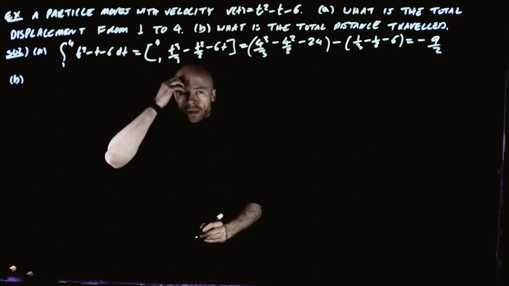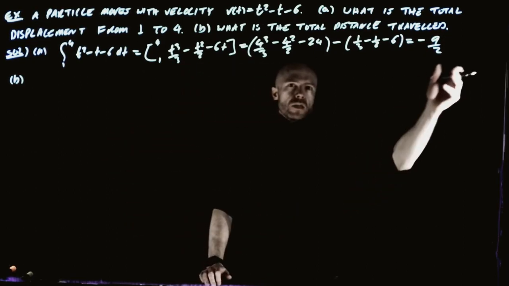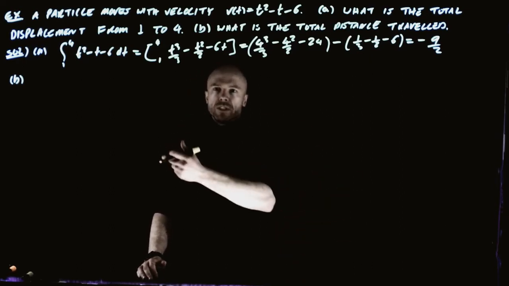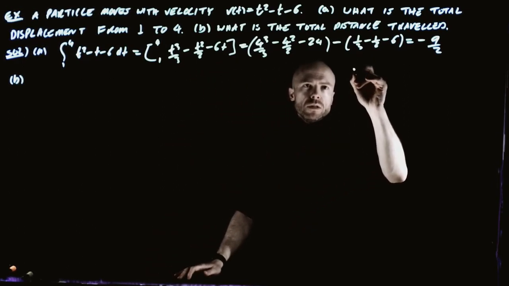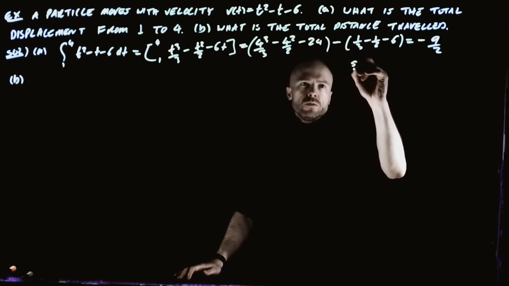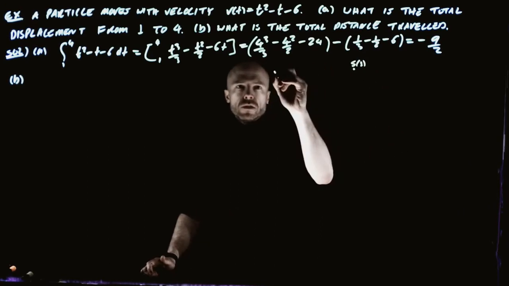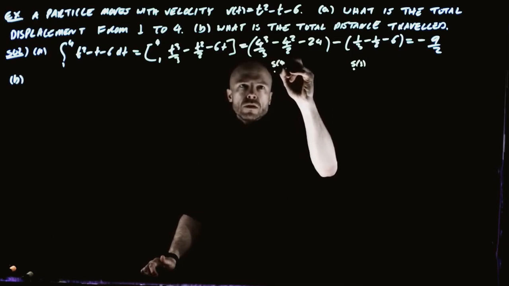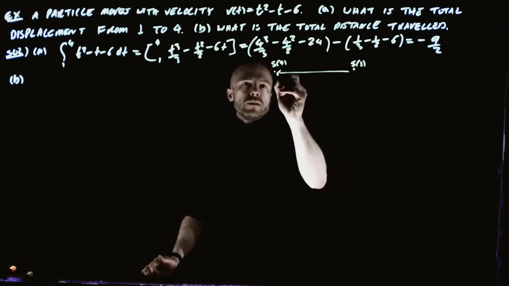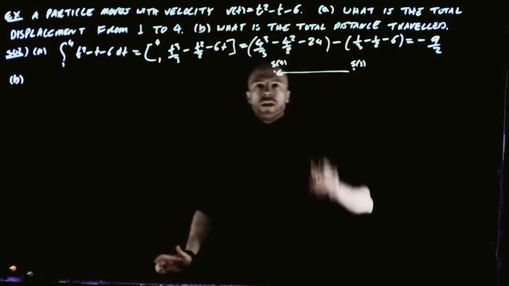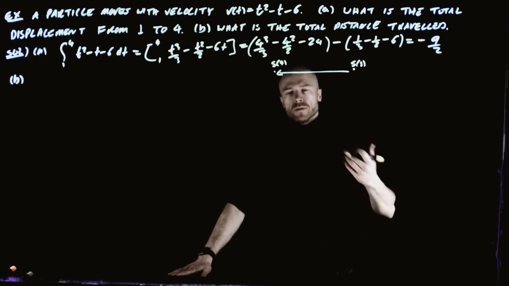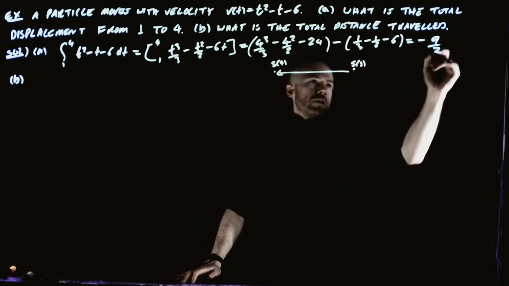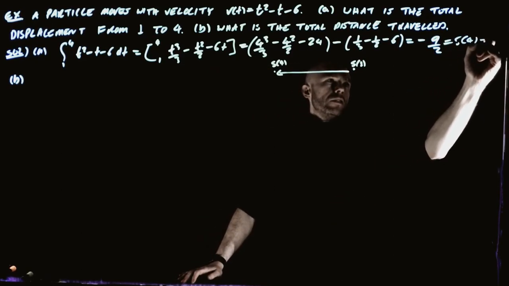Okay, part B, we have to think more. So first thing to notice, our total displacement is negative, so we end up backwards from where we start. So if we start here, this is S of 1, then S of 4 is right back here, right? Yeah, so we're going backwards like this. And the length we're going backwards is 9 over 2. Yeah? Because S of 4 minus S of 1 is minus 9 over 2. Yeah? So let me just emphasize this is S of 4 minus S of 1.